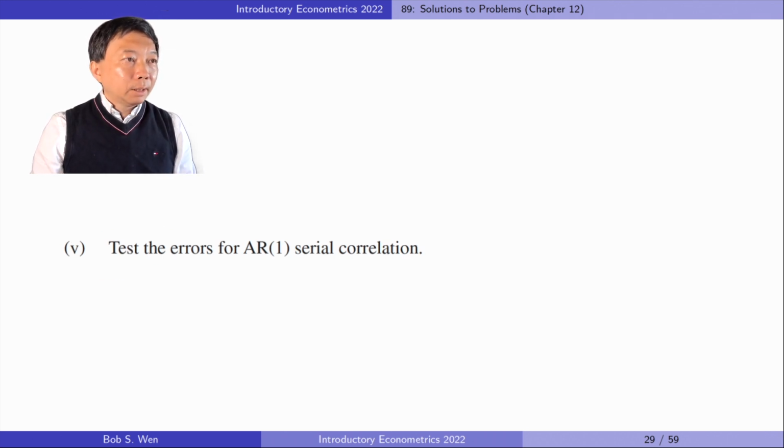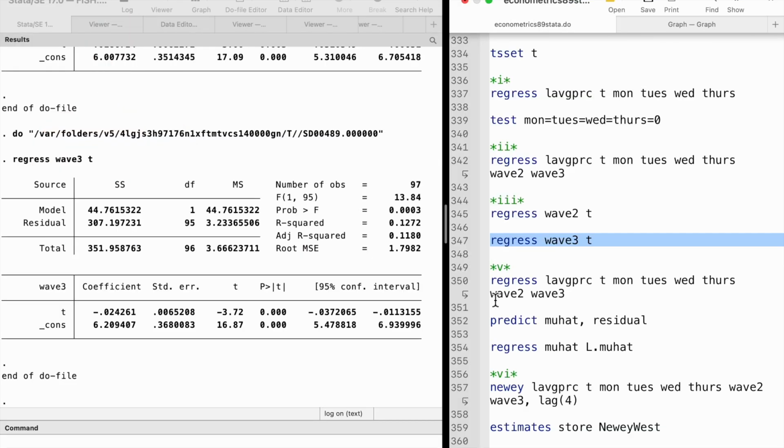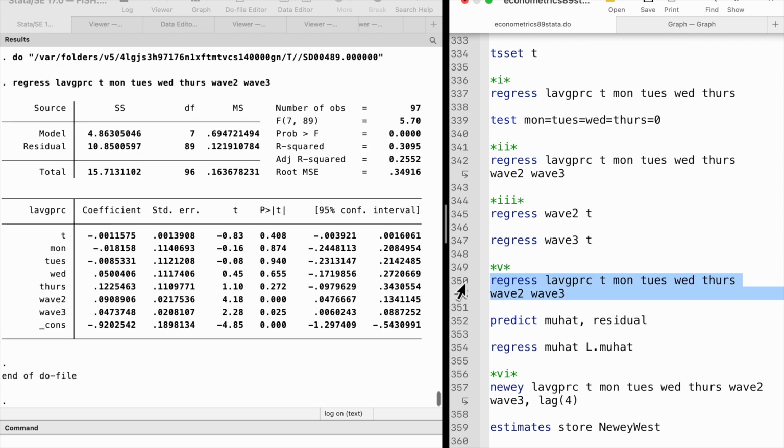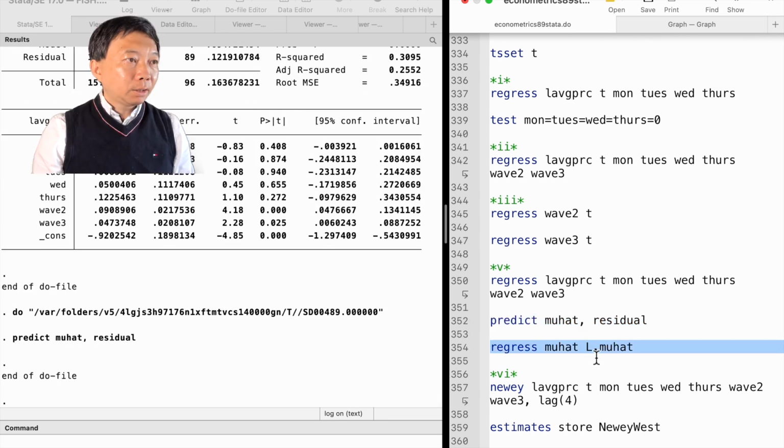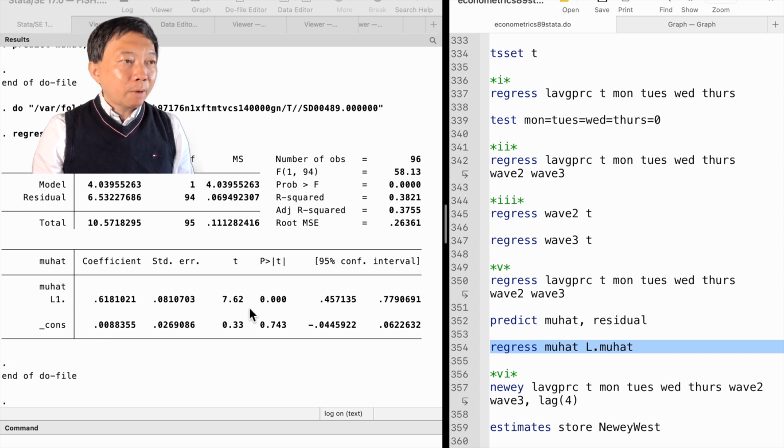Part 5. Test the errors for AR(1) serial correlation. After declaring the time series data using the tsset command, we can use the L. operator to indicate the lag of the variable. We find evidence of a positive AR(1) serial correlation in the error term.